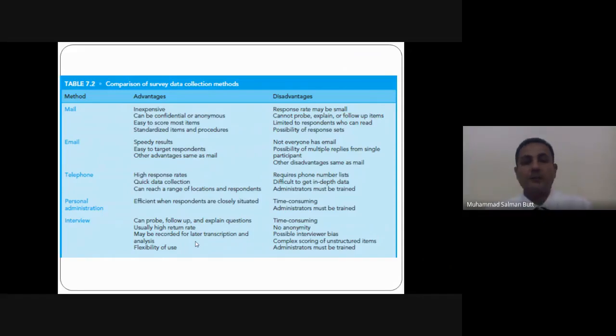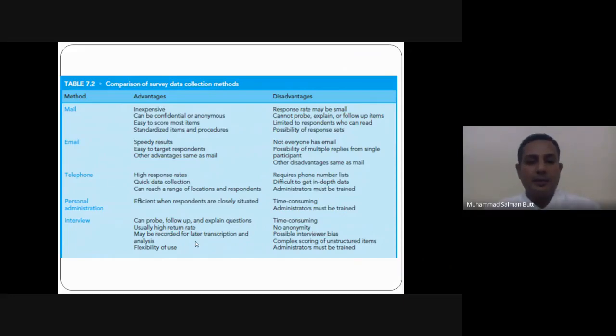And then there are some disadvantages to this method as well: it is again time consuming. No anonymity will be there because you are making the participant exposed. You can keep anonymity in your data presentation form, but the participant might want to remain anonymous in order to give the information.